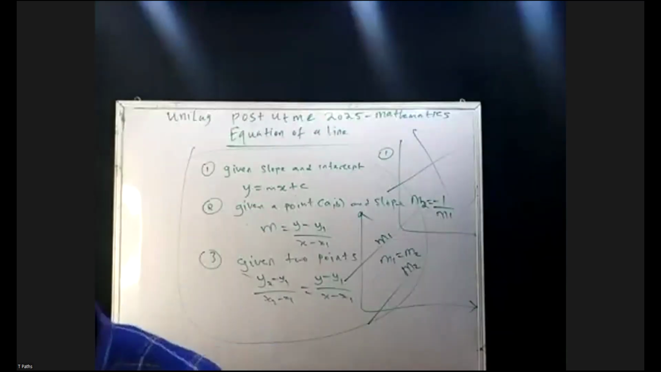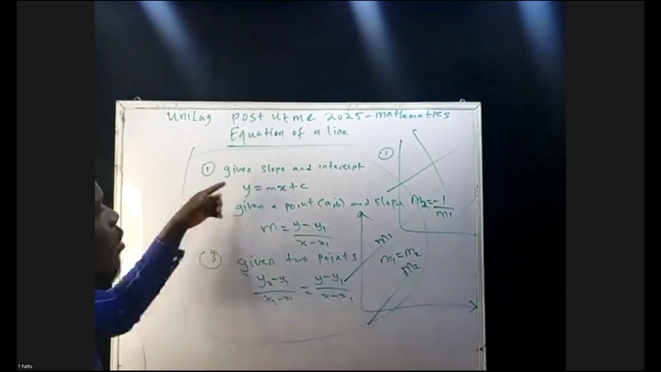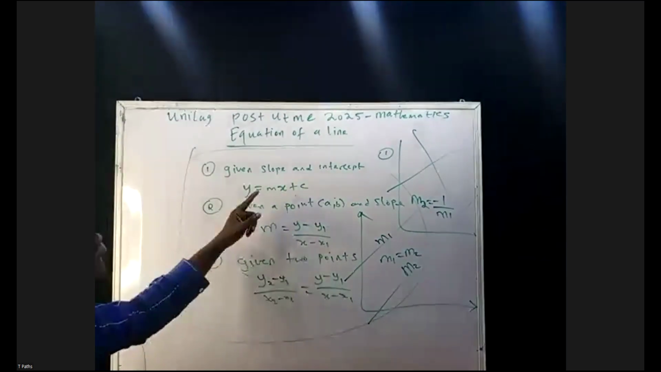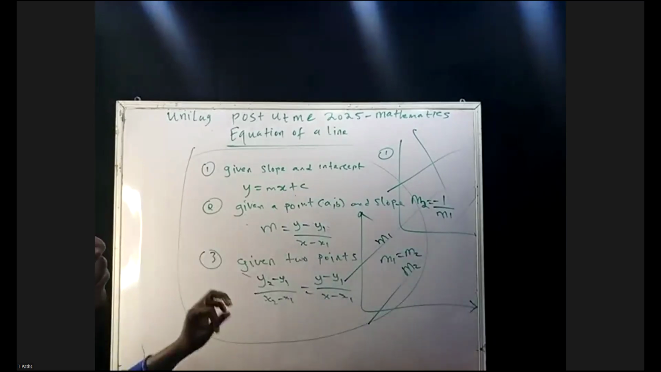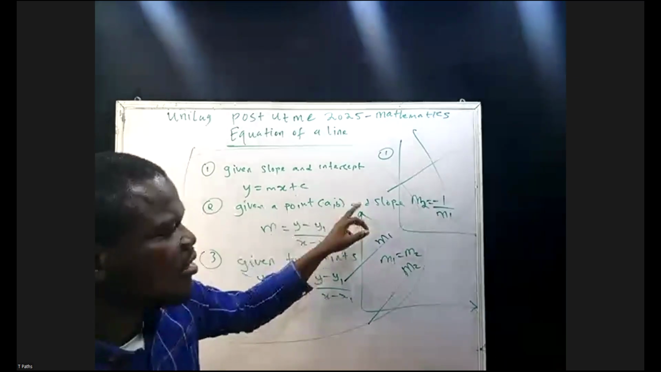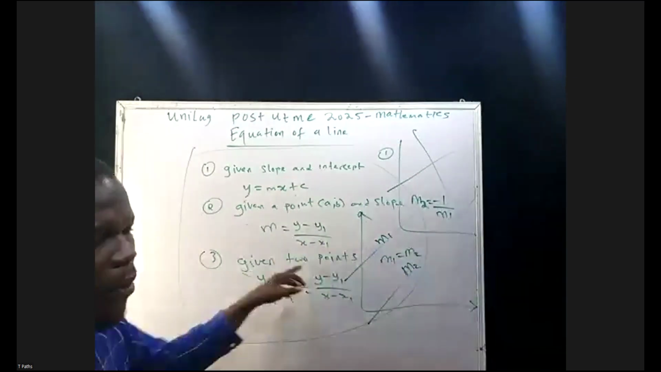Now, I think it's clear now. Given slope and intercept, you just apply the slope and the intercept in this. Given a point and a slope, you apply the point and the slope. Given 2 points, you apply this.